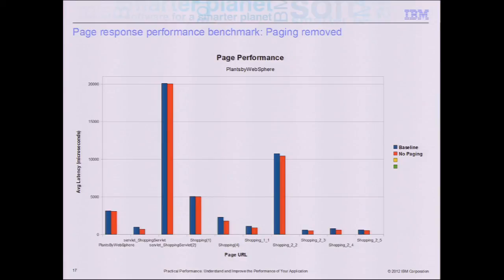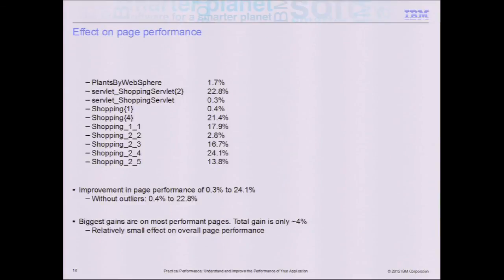Now, the performance is only very slightly better, and that's maybe not what you expected. So here's the breakdown per page. A couple of pages actually have a noticeable percentage improvement, but the ones where there's a big percentage improvement are the ones that didn't take a lot of time in the first place. The overall improvement is actually only about 4%. So my entire application, as a result of removing paging, is now only running about 4% faster.